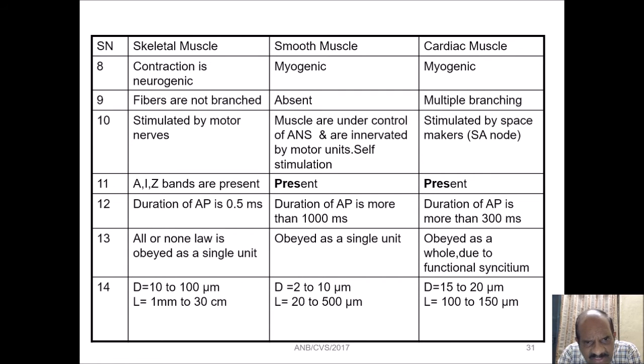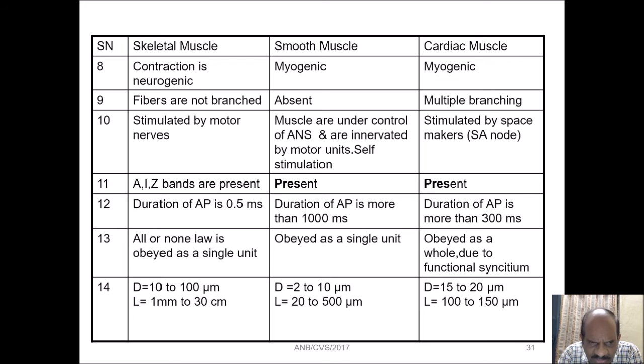Skeletal muscle follows the all or none law, obeyed as a single unit. Smooth muscle also obeys the all or none law as a single unit. However, in cardiac muscle, the all or none property is obeyed as a whole, that is, the entire cardiac muscle structure contracts synchronously at once due to the functional syncytium.